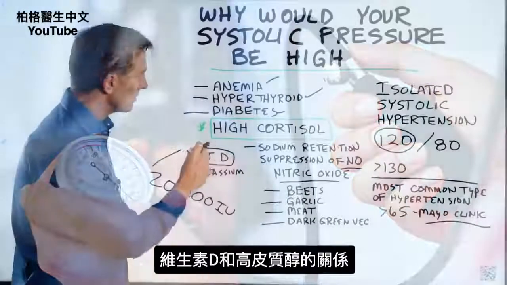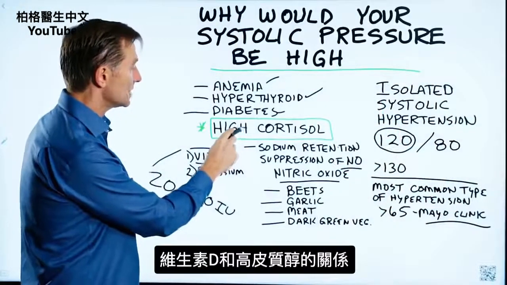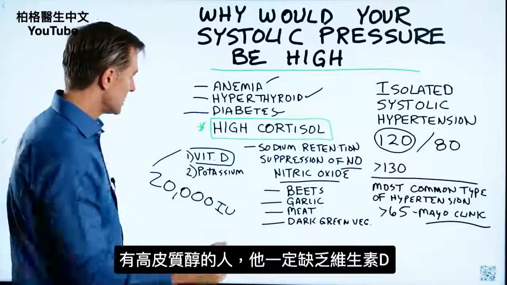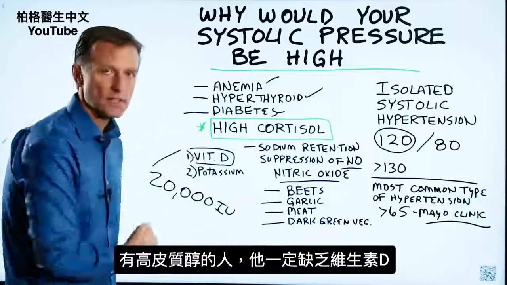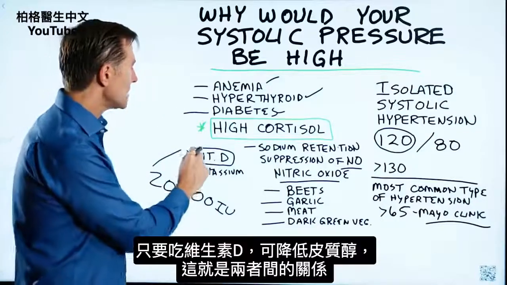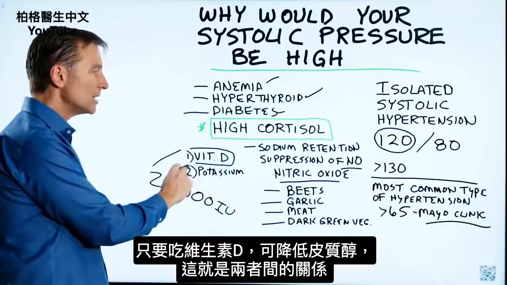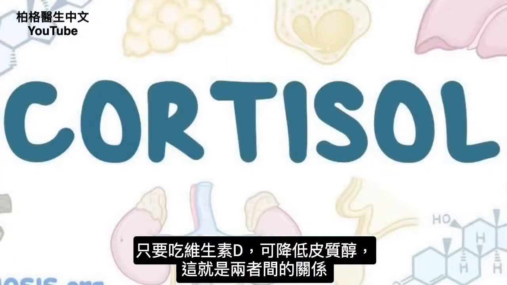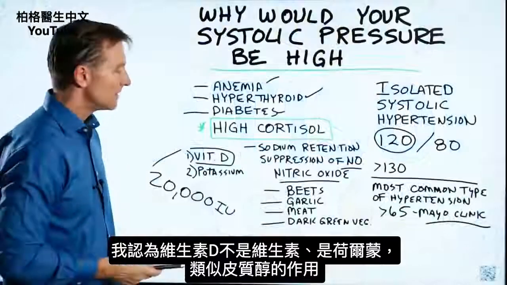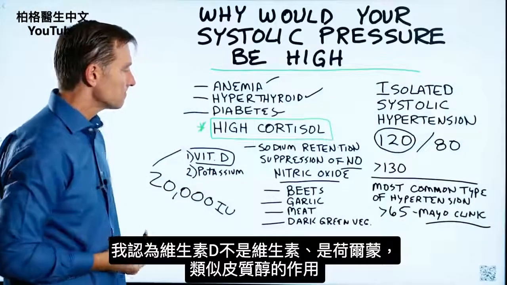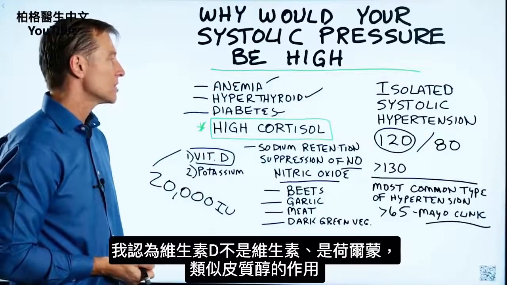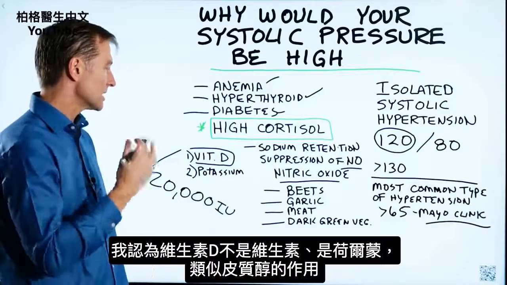And the relationship between vitamin D and high cortisol is this. Anytime you see people with high cortisol, you usually always see them with a vitamin D deficiency. And when you actually take vitamin D, you can actually help to lower cortisol. So that is the relationship there. And I think the reason for that is that vitamin D is not really a vitamin. It's a hormone that acts like cortisol in the body, just to a certain extent.